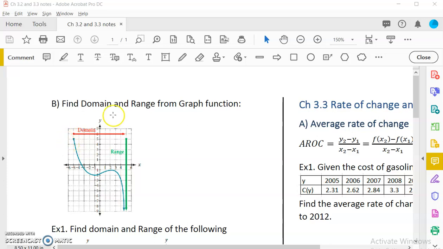Hi College Algebra student, this video is for chapter 3.2, domain and range. In the first video we talked about how to find domain from a formula.